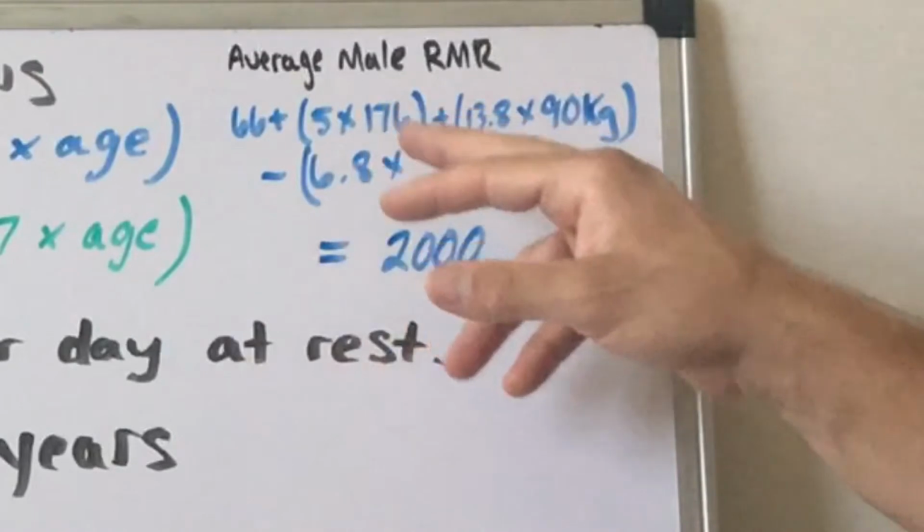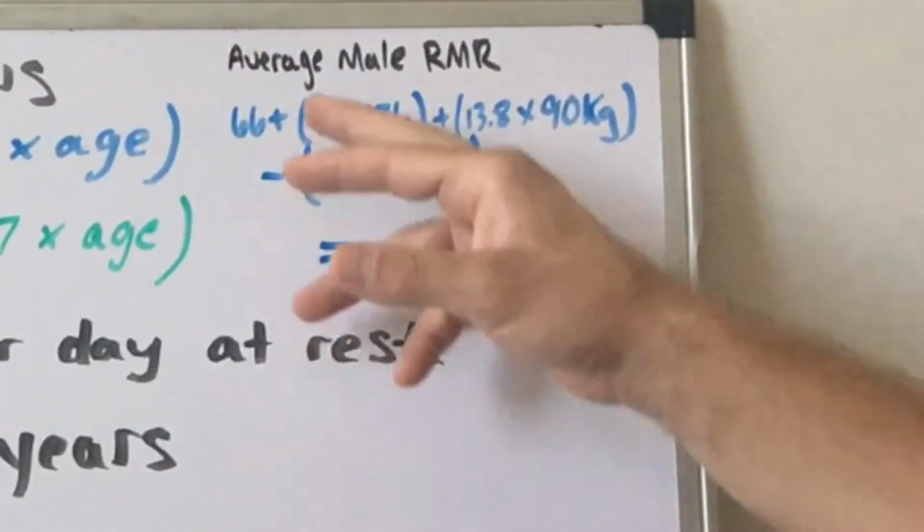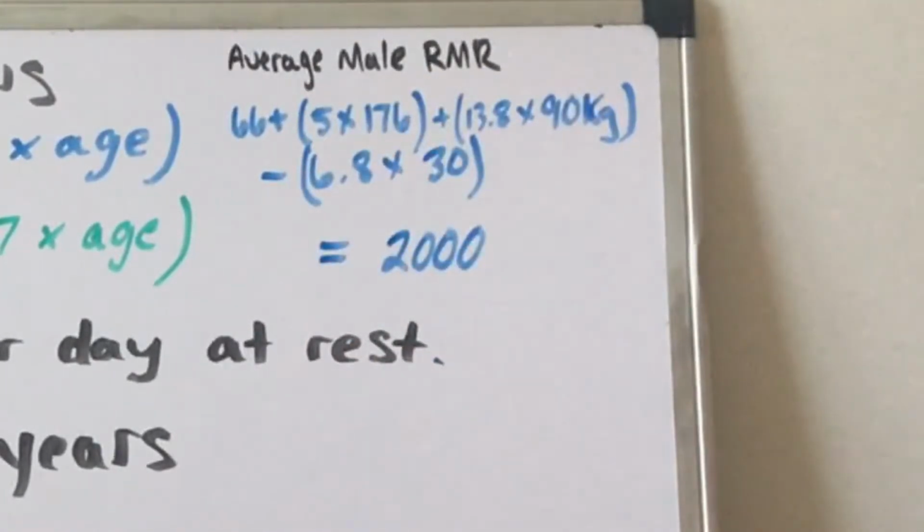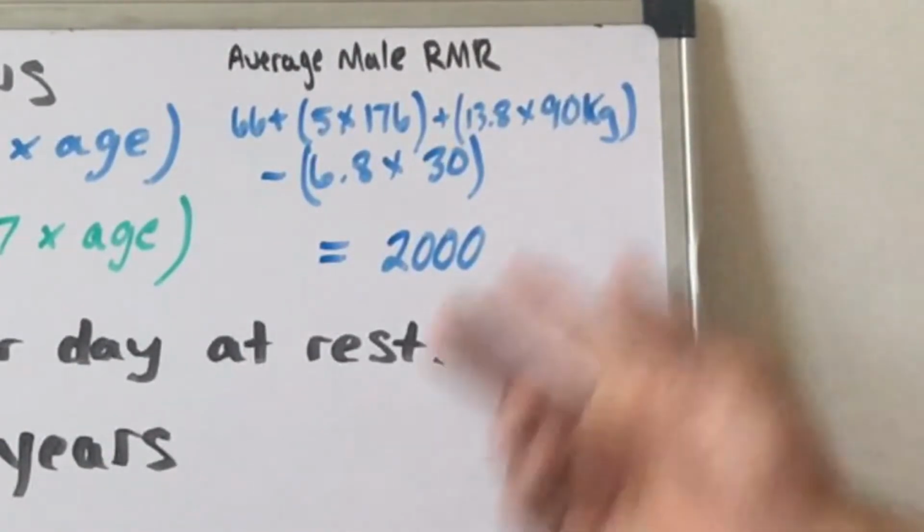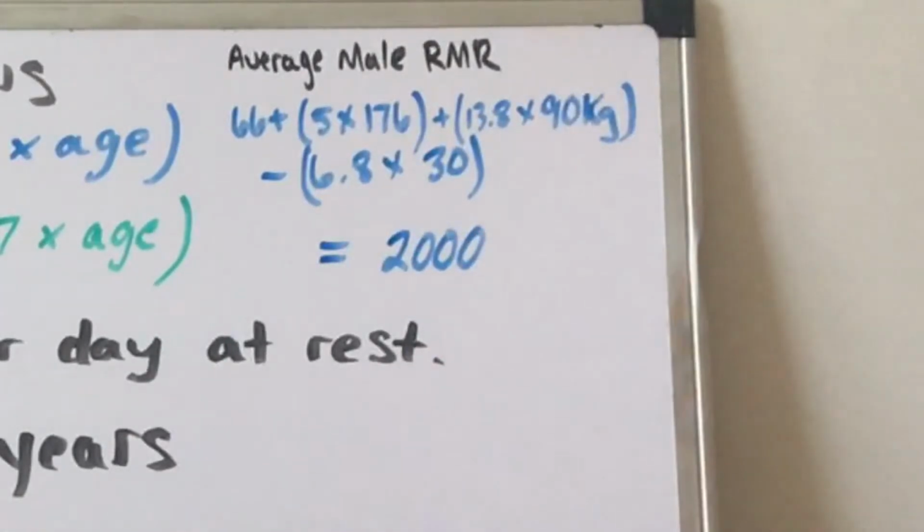So let's go ahead and look at the average American man. We have 66 plus 5 times 176, plus 13.8 times 90 kilograms, minus 6.8 times 30, and we did 30 years old, and we get 2,000 calories. So at rest, if you're doing nothing and you're a guy, most likely you're burning around 2,000 calories.